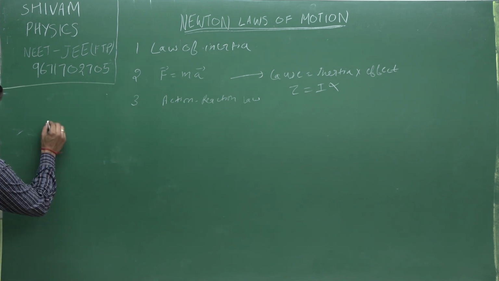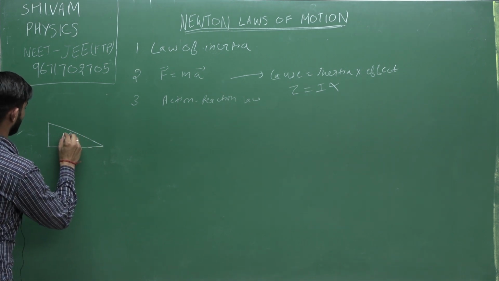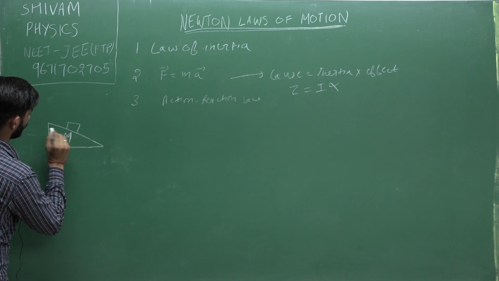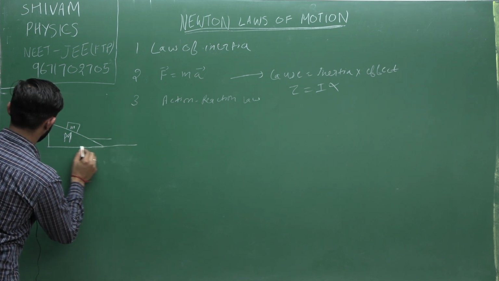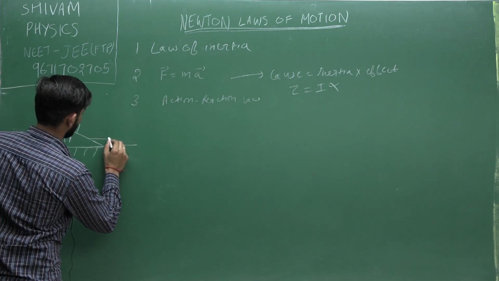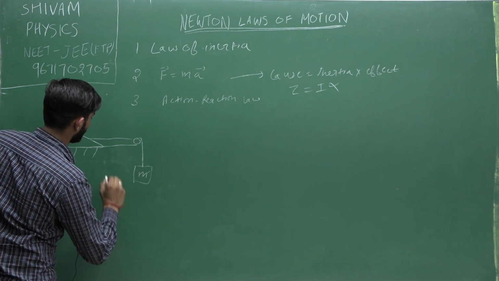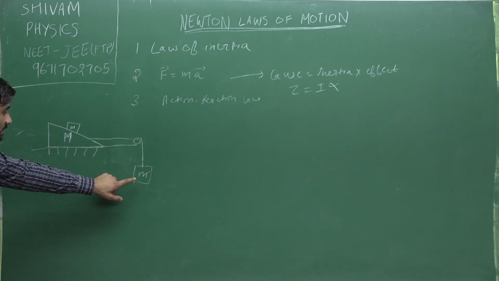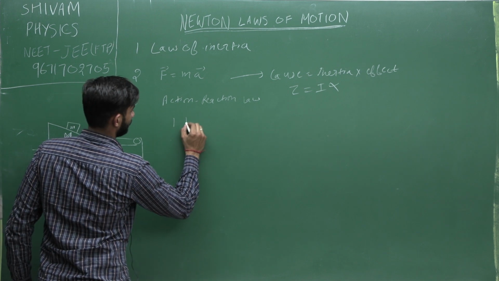Consider a wedge of capital mass M, on which a small block of mass m is placed, resting on the floor. It is connected through a string over a pulley to another mass M dash. Now we have to find this mass M dash such that the block does not accelerate over the wedge of mass M. So our first step to solve the problem is the free body diagram.